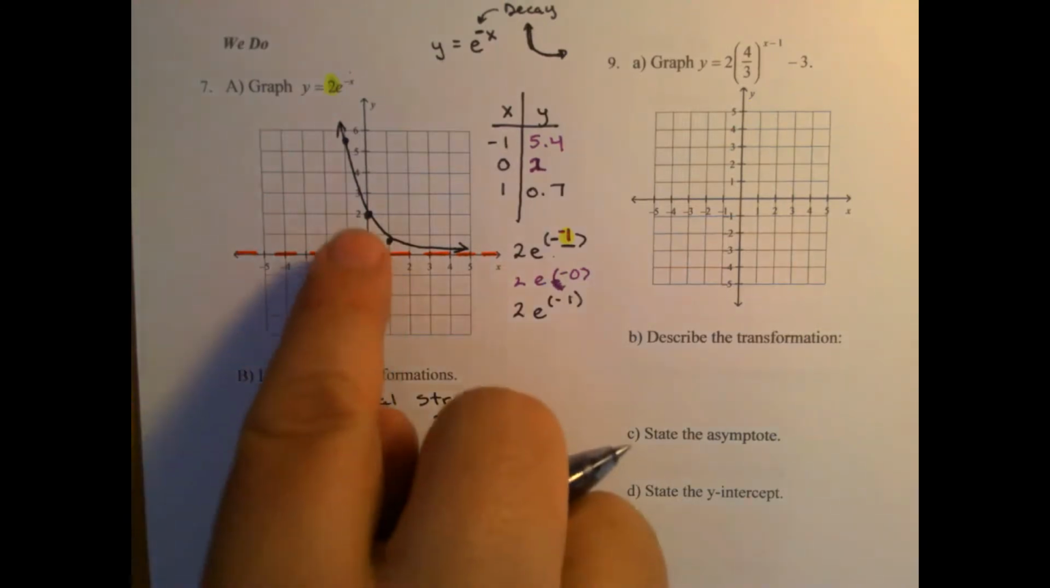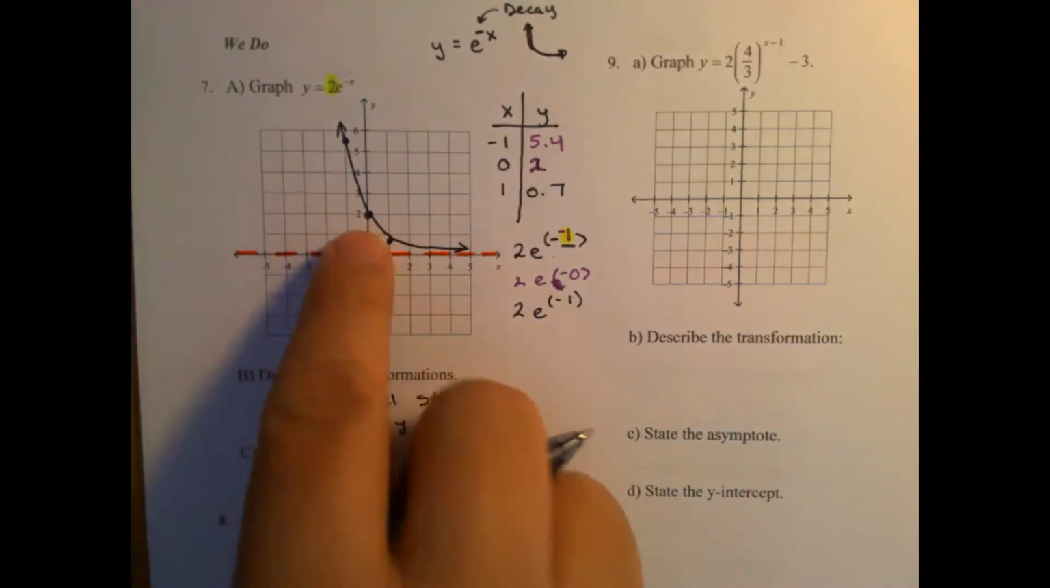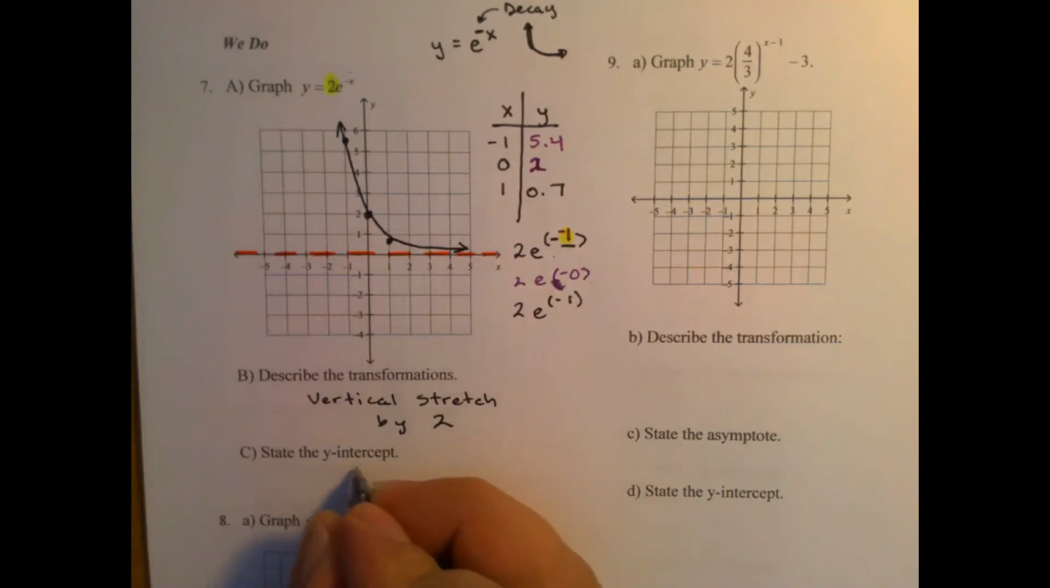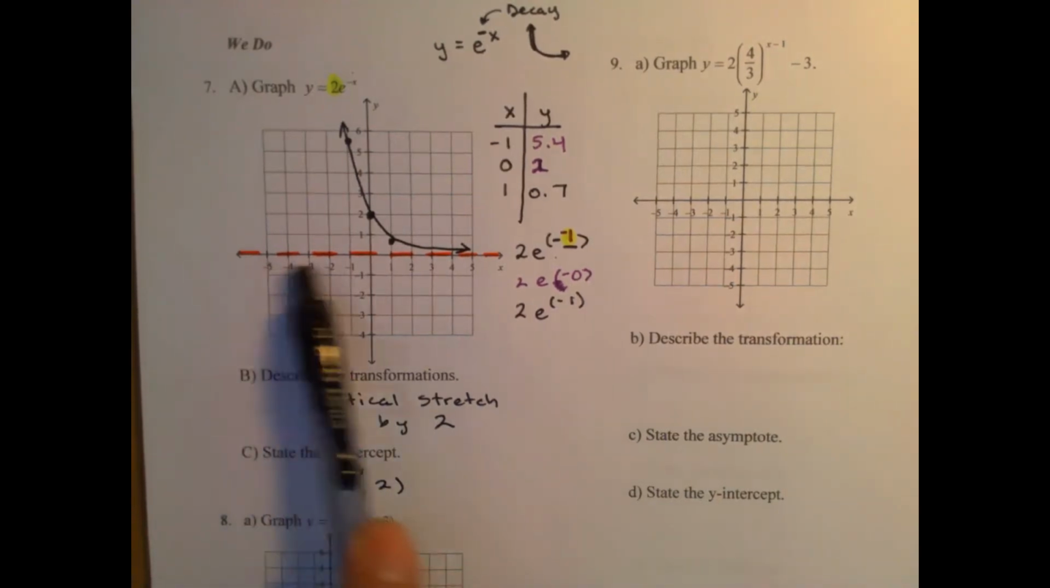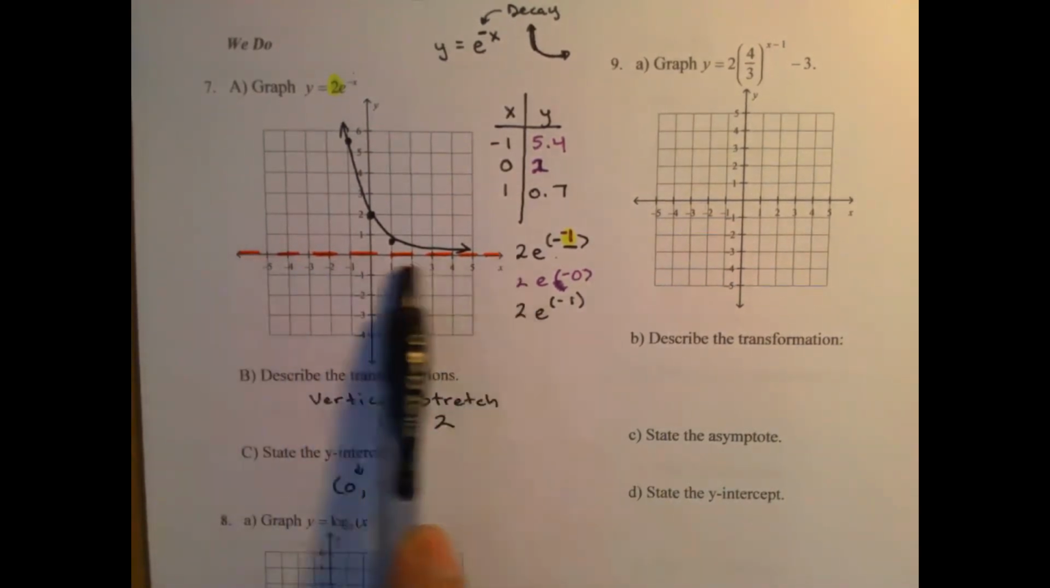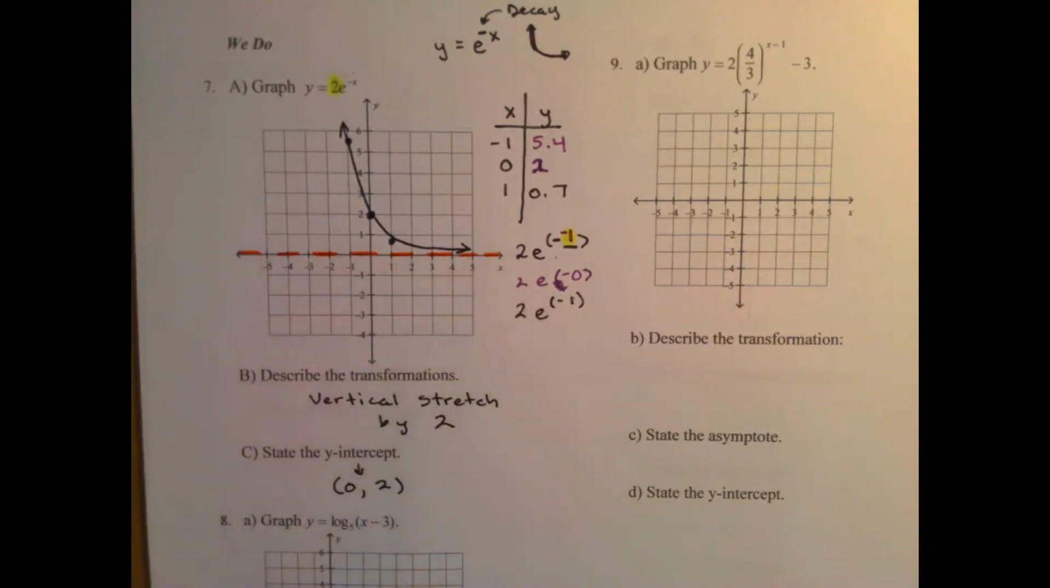And then it says state the y-intercept. When I look at the graph, very easy to see that the y-intercept is the point (0, 2). And just like that, there's my y-intercept. And the asymptote was still the line y equals 0, the original x-axis.